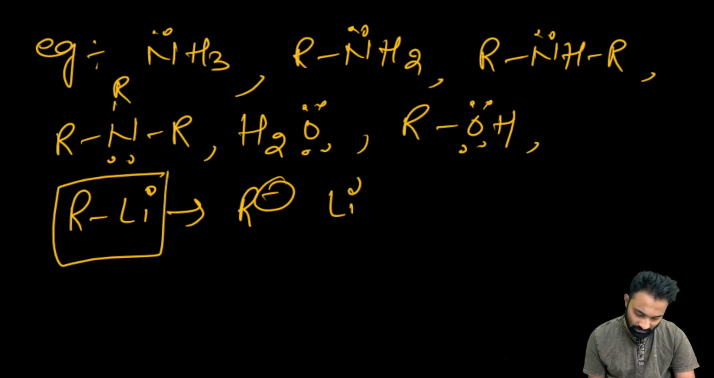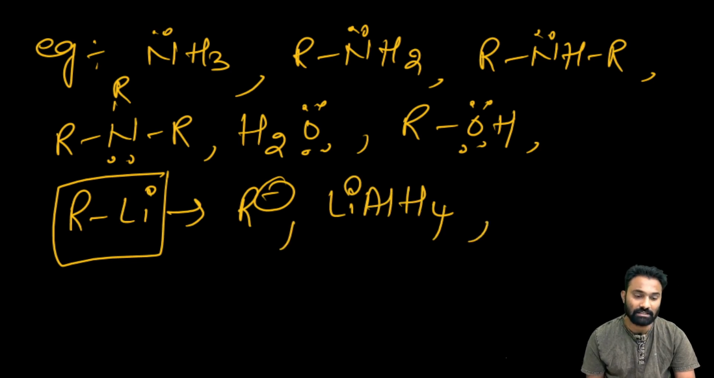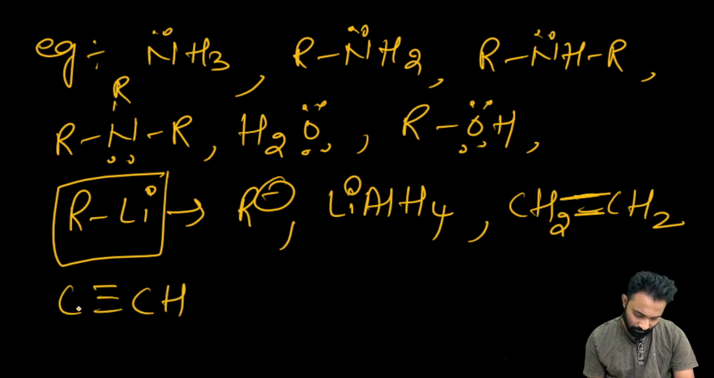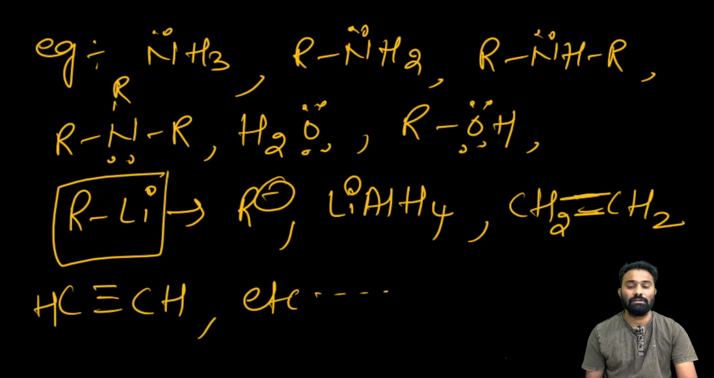Clear? Now next, lithium aluminum hydride also will act as a neutral nucleophile. Next alkene. Alkene, due to the presence of the weak pi bond, will donate the electron to the electron deficient species. Next triple bond. And so on. These are some examples of neutral nucleophiles.